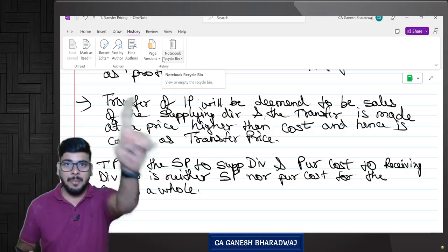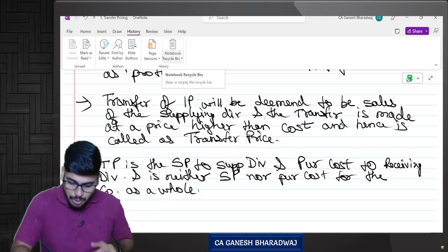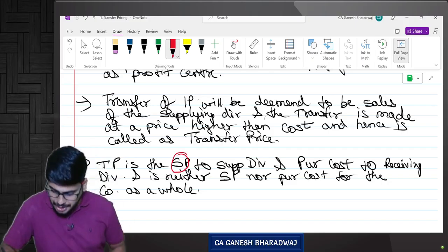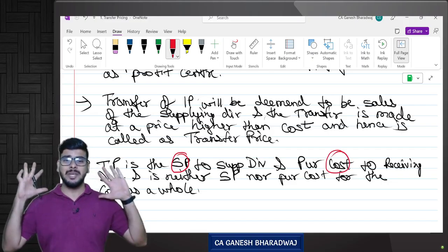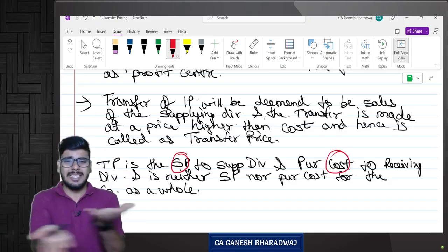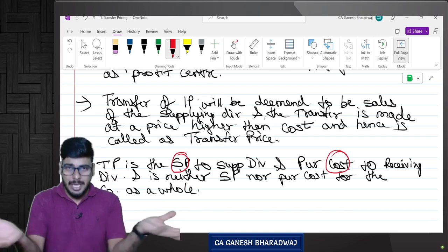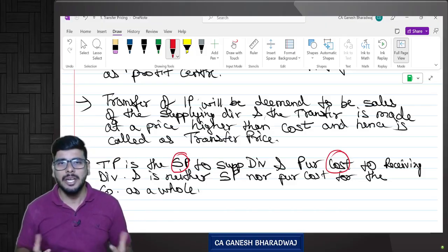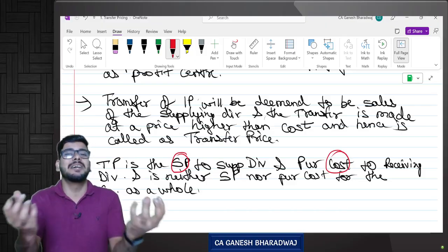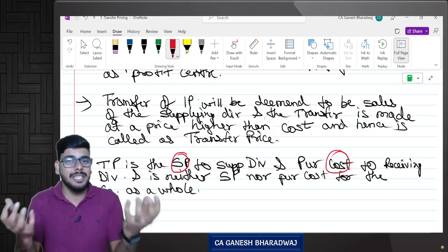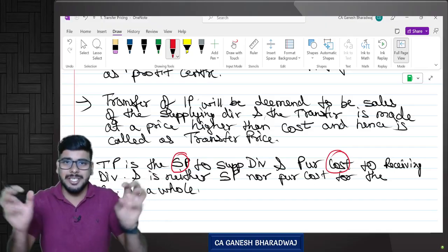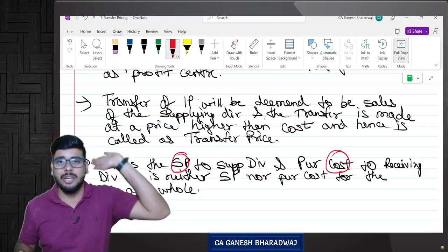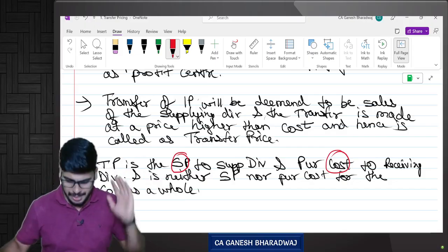From the viewpoint of the supplying division, it is a selling price. It's a revenue, correct? From the viewpoint of the receiving division, it is a cost. And from the viewpoint of the company as a whole, it is neither a cost nor a revenue. It is just an internal thing that is happening between the multiple divisions, and we create an artificial competition. Why do we do that? We do that so that the performance gets properly measured. The performance of all the divisions gets properly measured, and all the divisions get their proper credit for whatever work they have done, and this in turn helps overall control of the organization. Are you clear with this?